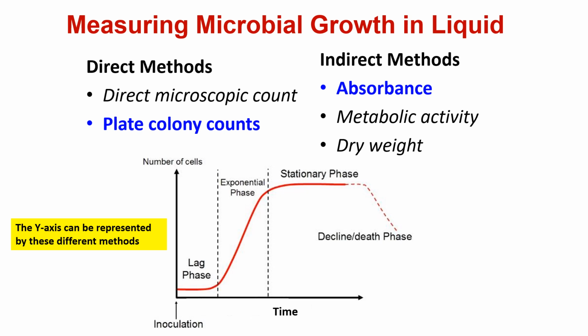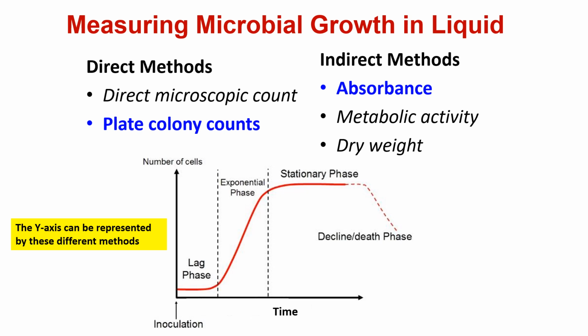Okay, so let's talk about measuring the amounts of cells in some way. There are multiple ways to do this. Now, there are direct methods. There is the direct microscopic count, which we will not be doing. We'll talk about it a little bit. There are plate colony counts, which we will be doing.